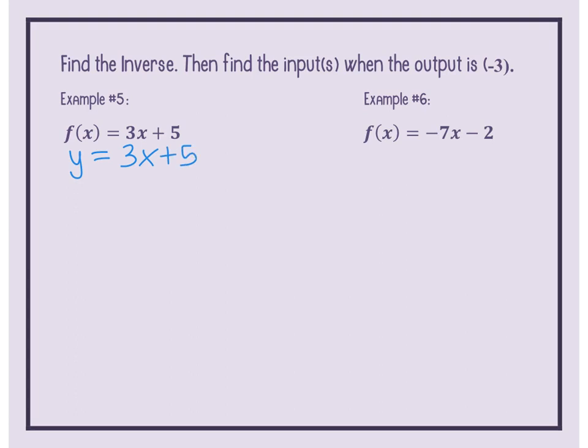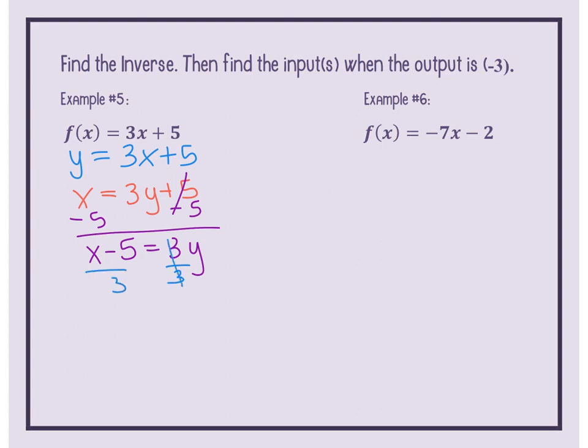Okay, step 1. Step 2, we're going to switch places. Next step is to solve for y. So subtract 5, subtract 5. I have x minus 5 equals 3y. Next step is to divide by 3 on both sides. So my inverse of the function is x minus 5 over 3. So that's inverse. We did good there.